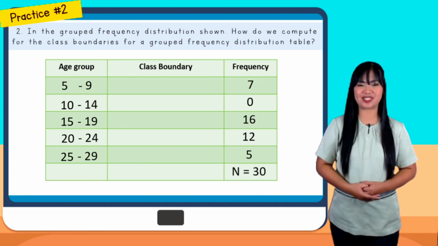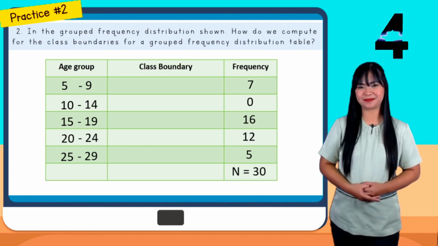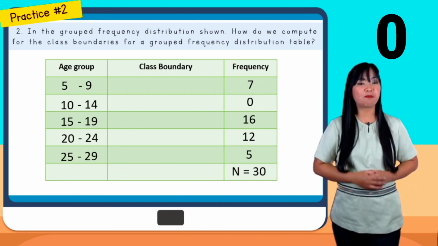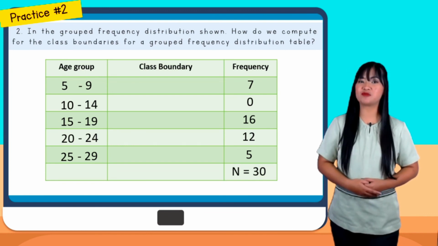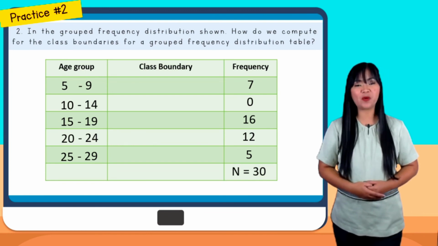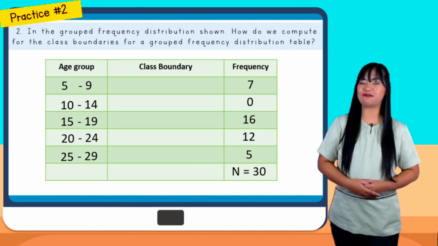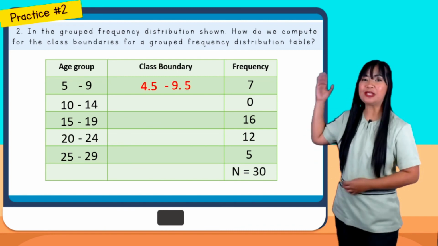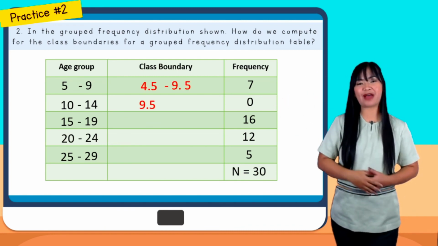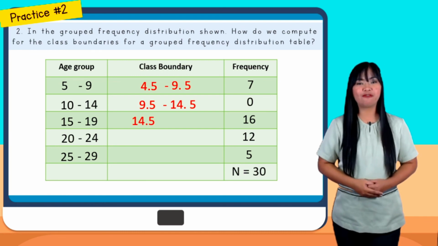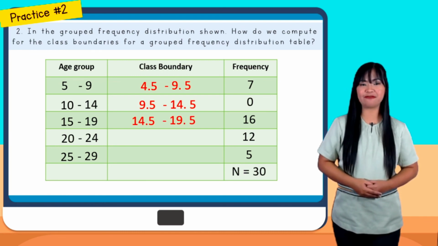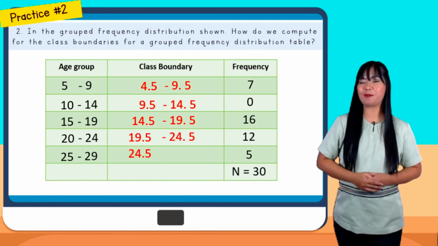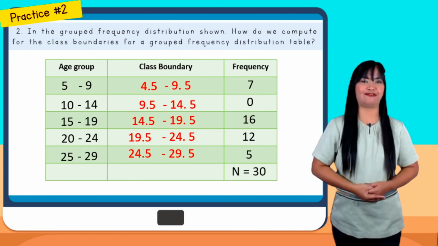Next one, in the group frequency distribution table shown, how do we compute for the class boundaries? You have 5 seconds. Time's up. To compute for the class boundaries, we just subtract 0.5 from each lower limit and add 0.5 to each upper limit. That will give us 4.5 to 9.5, 9.5 to 14.5, 14.5 to 19.5, 19.5 to 24.5, and 24.5 to 29.5.